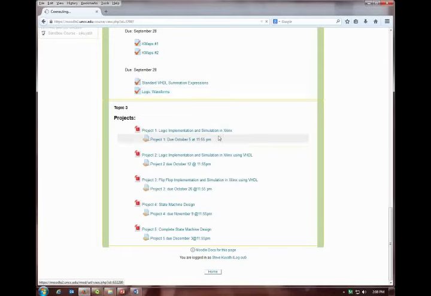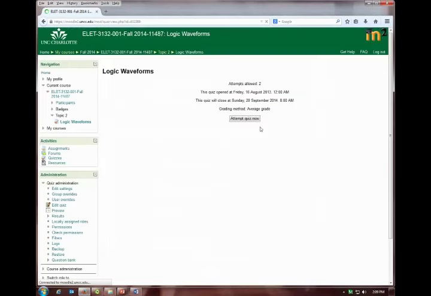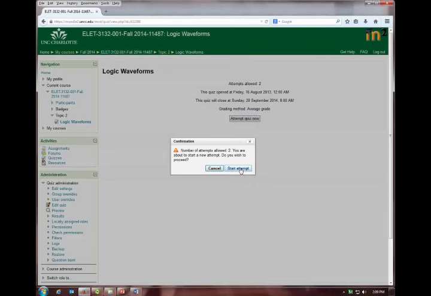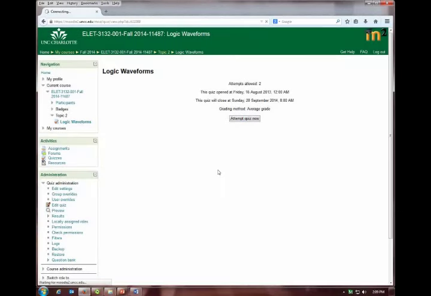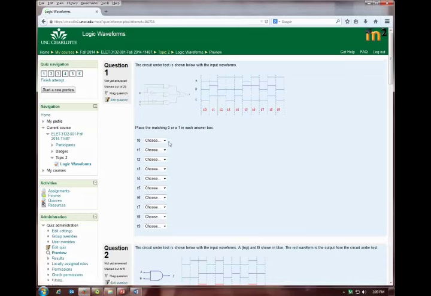If you haven't started logic waveforms, it's an interesting thing. I'll do this on the test, also on the midterm, which should be coming up. When's the midterm? I haven't said yet, have I?